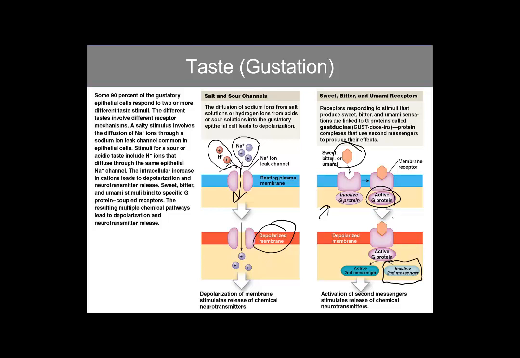occurs when the first messenger, in this case this food item that's triggering a receptor, can't get through the membrane. So basically it's sort of like a relay. The first messenger binds and it causes the activation of a second messenger, which will then carry that signal, that message across. So sweet, bitter, and umami receptors activate via the second messenger system. So the activation of the G protein here is ultimately going to lead to the activation of a second messenger, which will carry the original message to its destination.